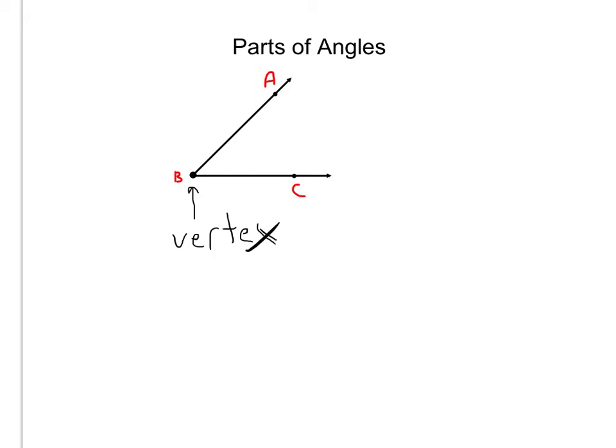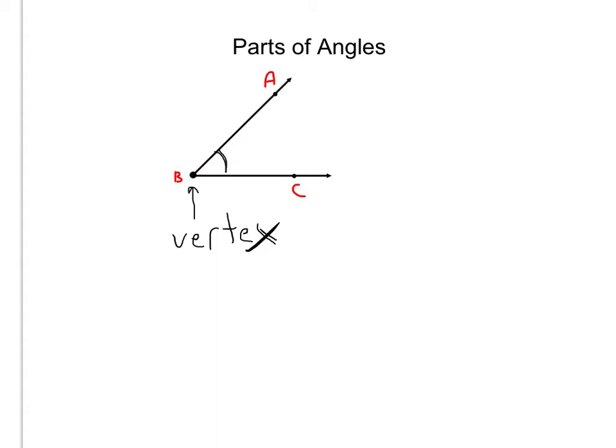Okay, the vertex. And these are just its sides. So we got side BA, side BC. And we would name those like rays. If they asked me for the two sides, I would say that's ray BA and ray BC. And again, they make this angle right here. Okay, this is the angle, and that's what we usually measure, and we'll talk about that later.